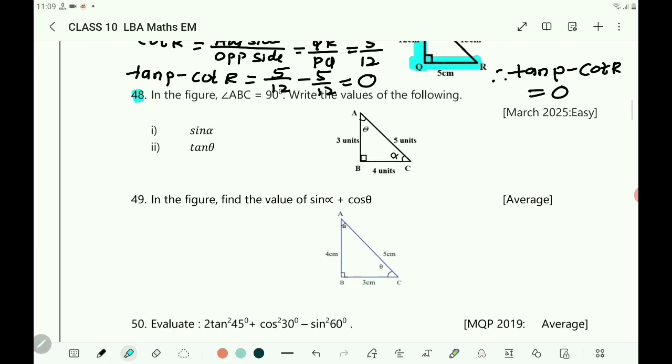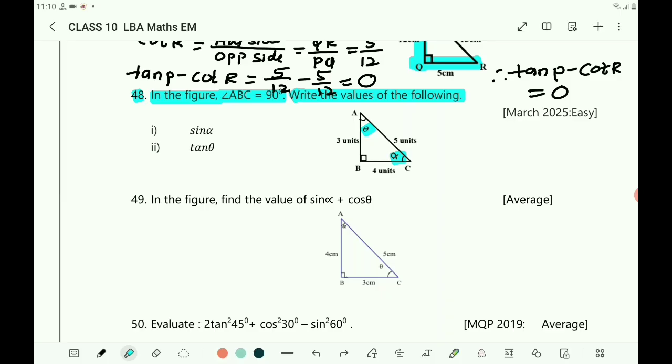Question number 48. In the figure, angle ABC equals 90 degrees. Write the values of the following: sin alpha, tan theta. A is shown as theta and C is shown as alpha. What we have to find out? We have to find out sin alpha and tan theta. You know that sin alpha means O by H, opposite side by hypotenuse. For alpha, the opposite side is AB, hypotenuse is AC. So AB by AC, that is 3 by 5.